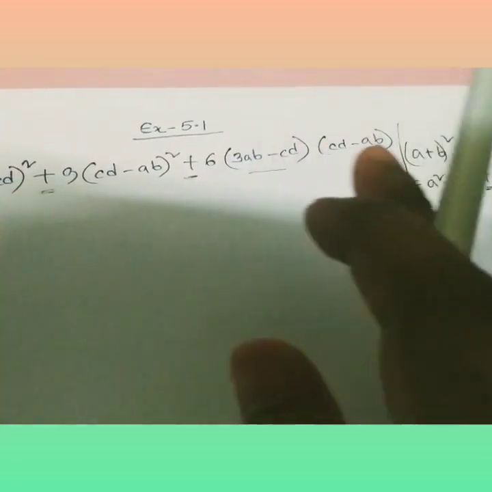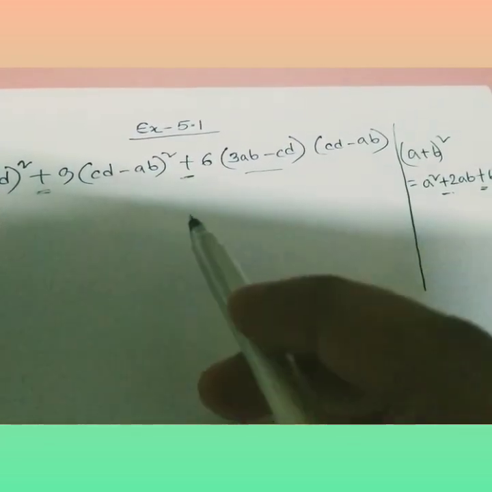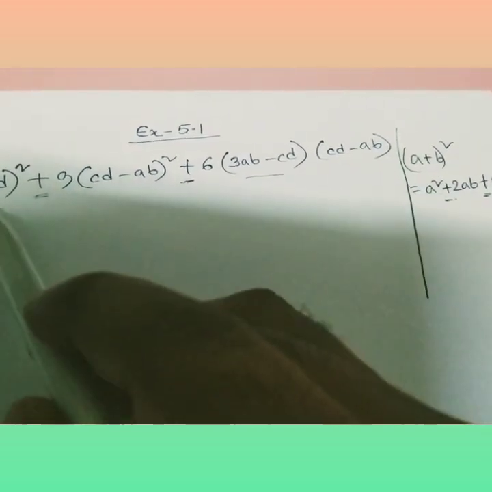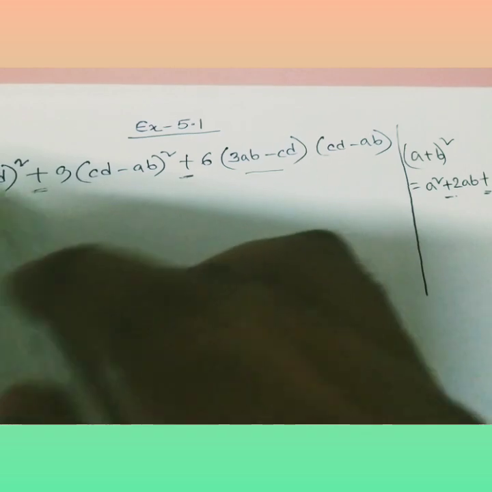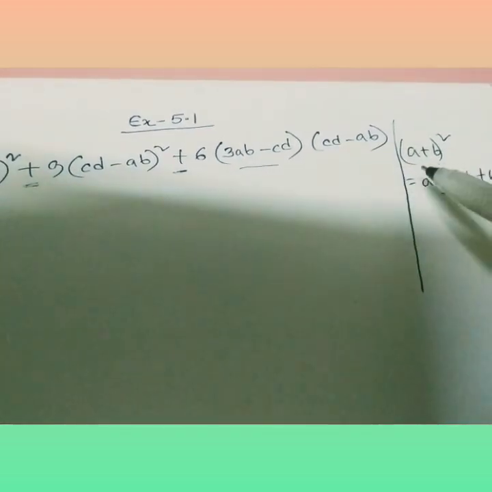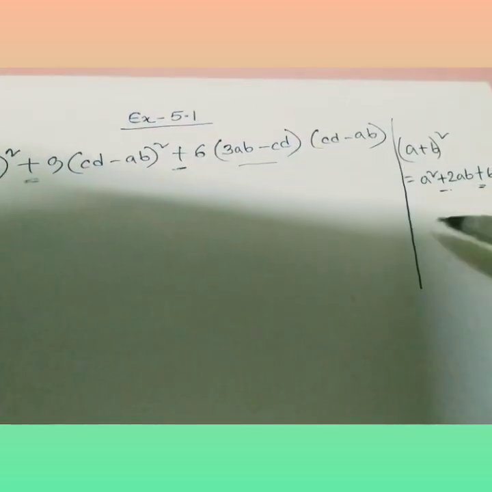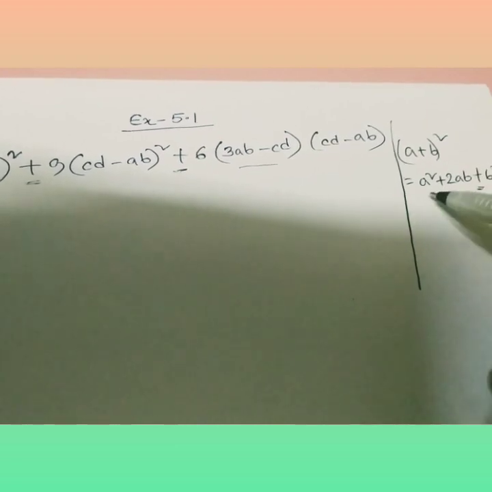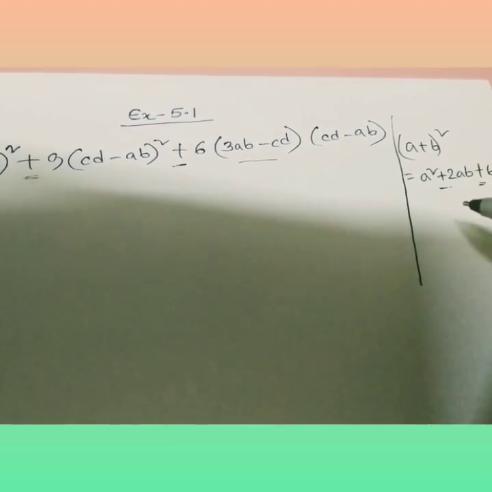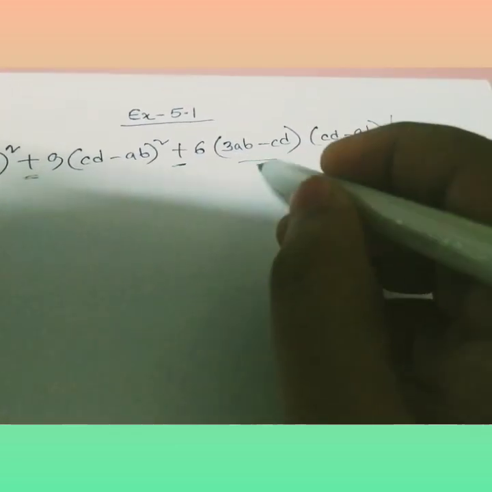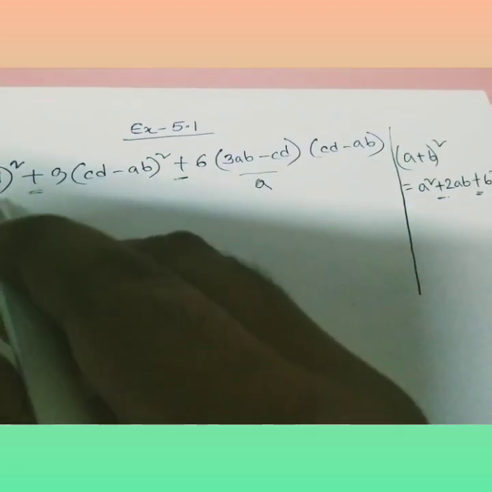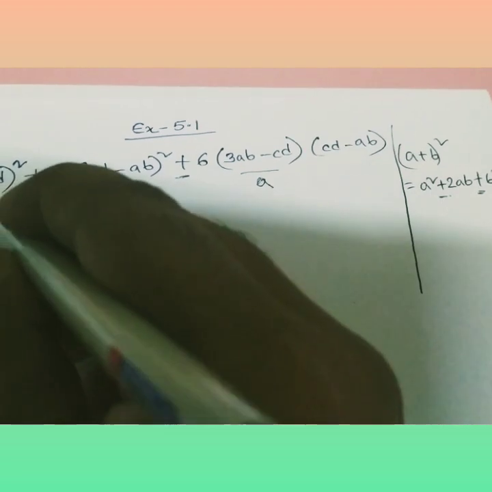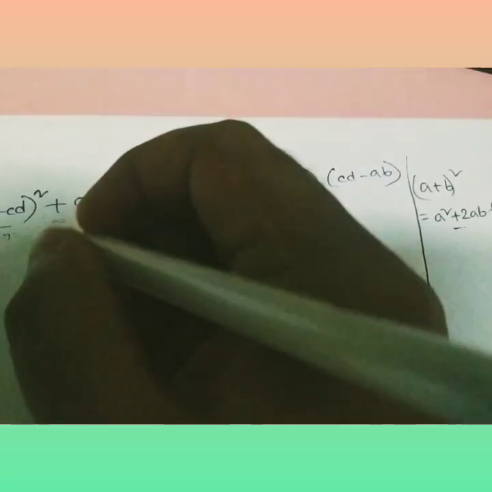First of all, let us find out the common terms. 3ab minus cd is over here, and 3ab minus cd is over here. So let us compare this with the formula, (a plus b) whole square is equal to a square plus 2ab plus b square. Let us say this is a. According to the formula, this will be a square.